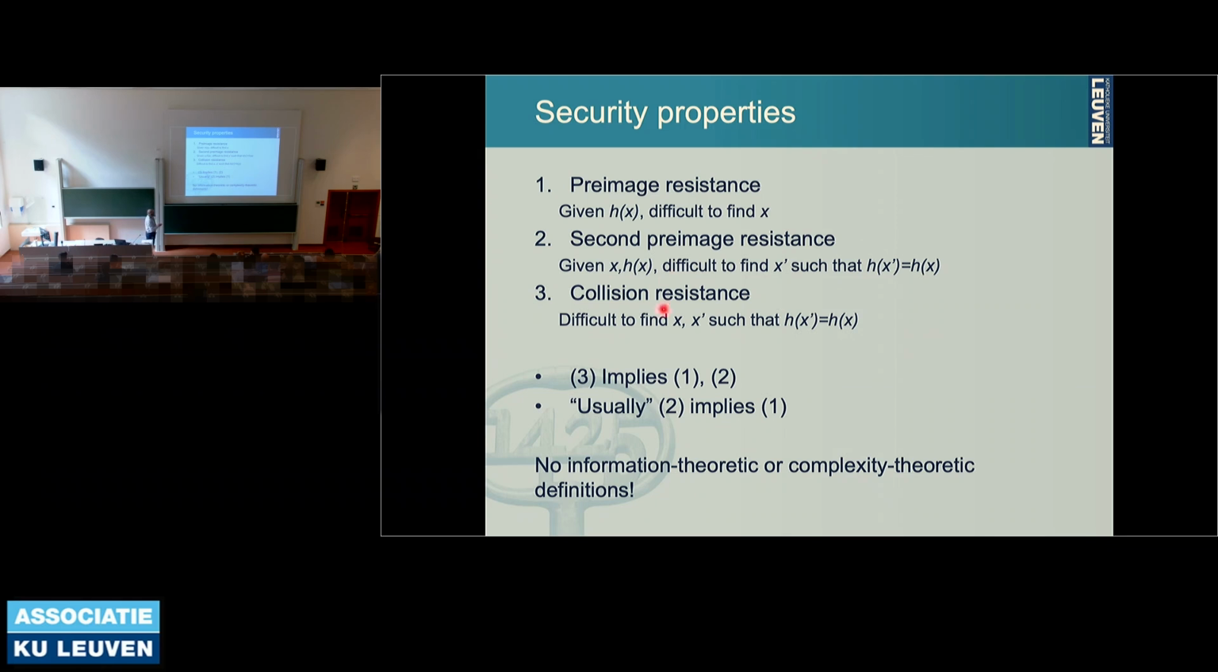Even in complexity theory, it would be possible to have such types of primitives, but in practice, we never use constructions where we have complexity theoretic proofs for. So we always use block ciphers, basically, to get these properties. Okay.